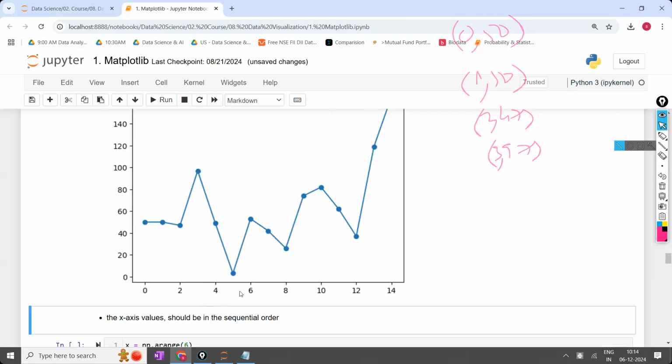One dot will be there, and each dot is attached to the next in sequential order. It is called a line plot. Everyone is clear? Line plot. Anyone has any questions on the line plot?